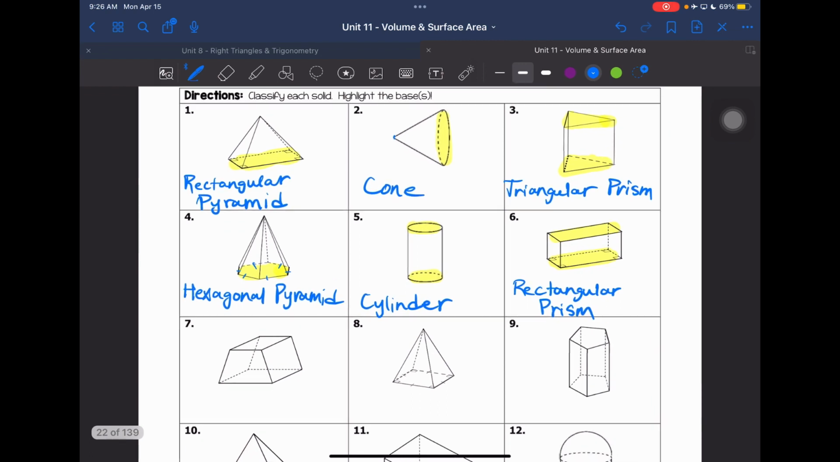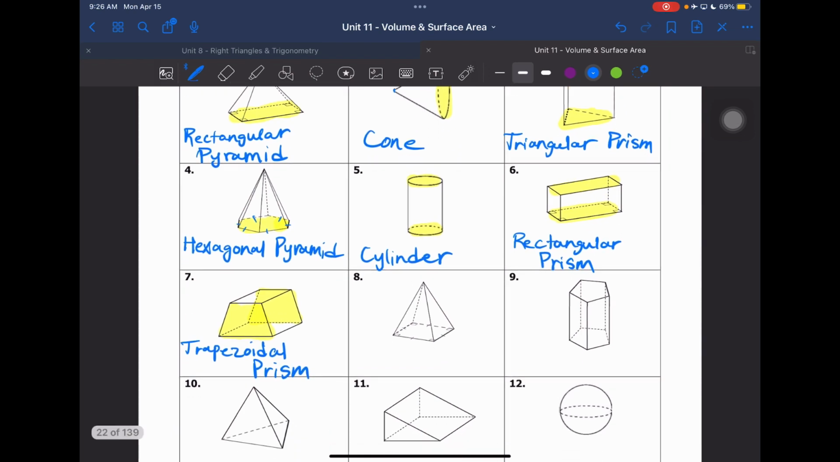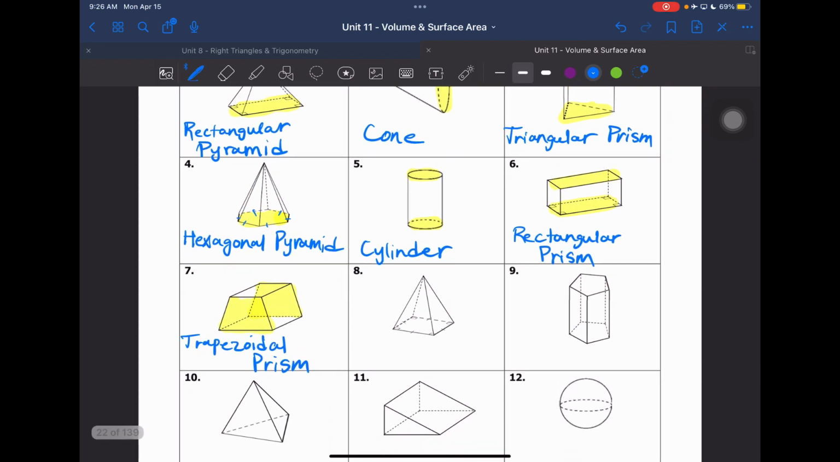Okay, next is number 7. This one, we have a base in the front, which is a trapezoid, and then there's an identical or congruent trapezoid on the back. And so there's two bases, which makes this a prism, and because the base is in the shape of a trapezoid, this would be a trapezoidal prism, which again, we don't really see that much, but it does exist.